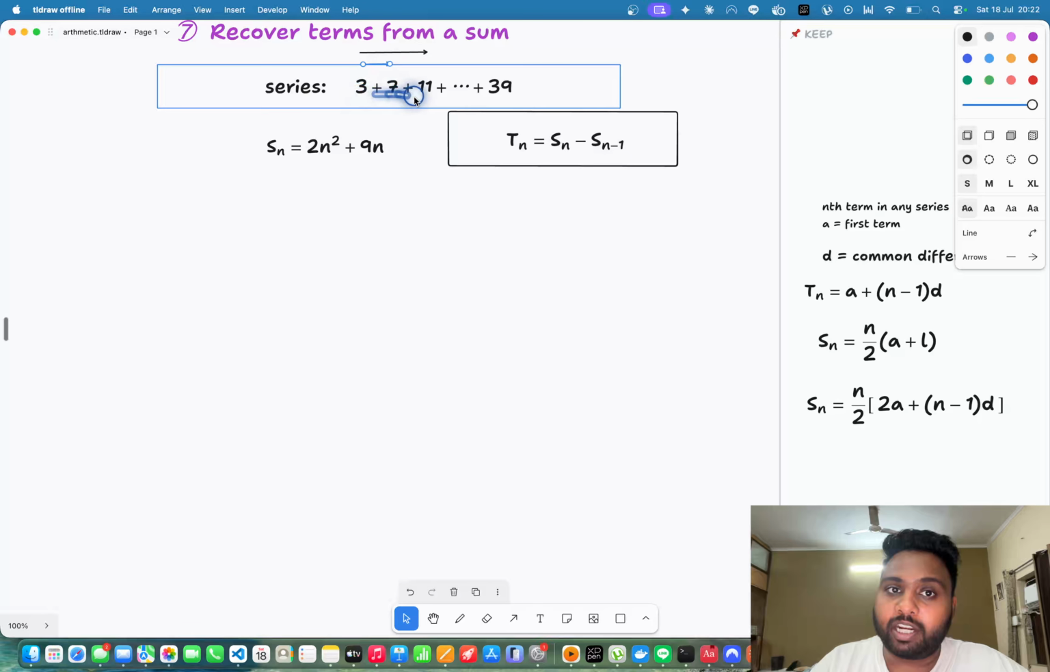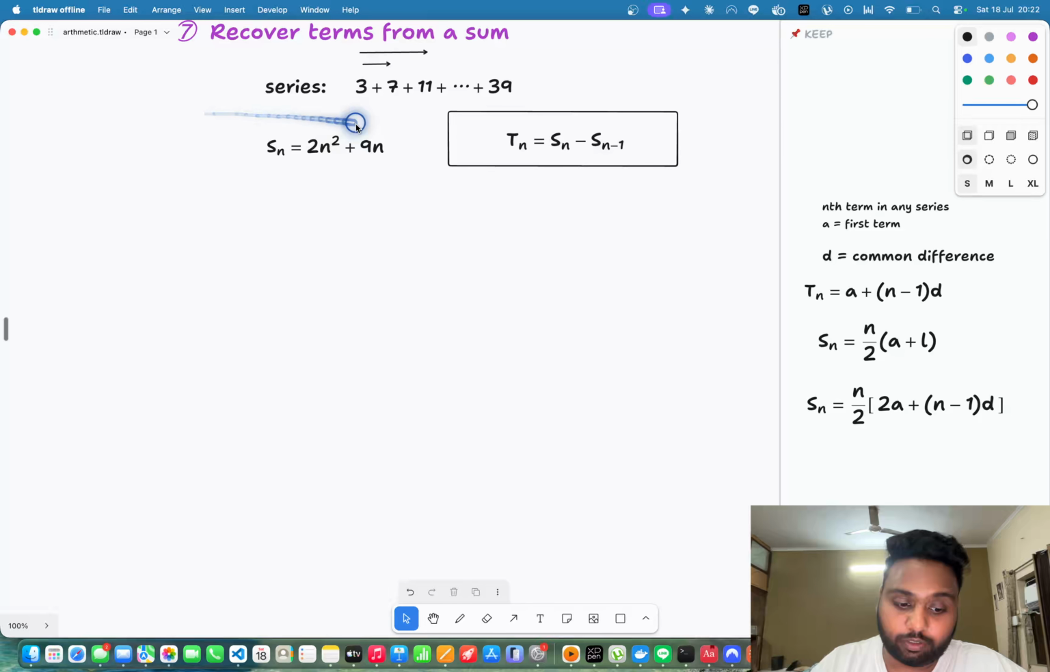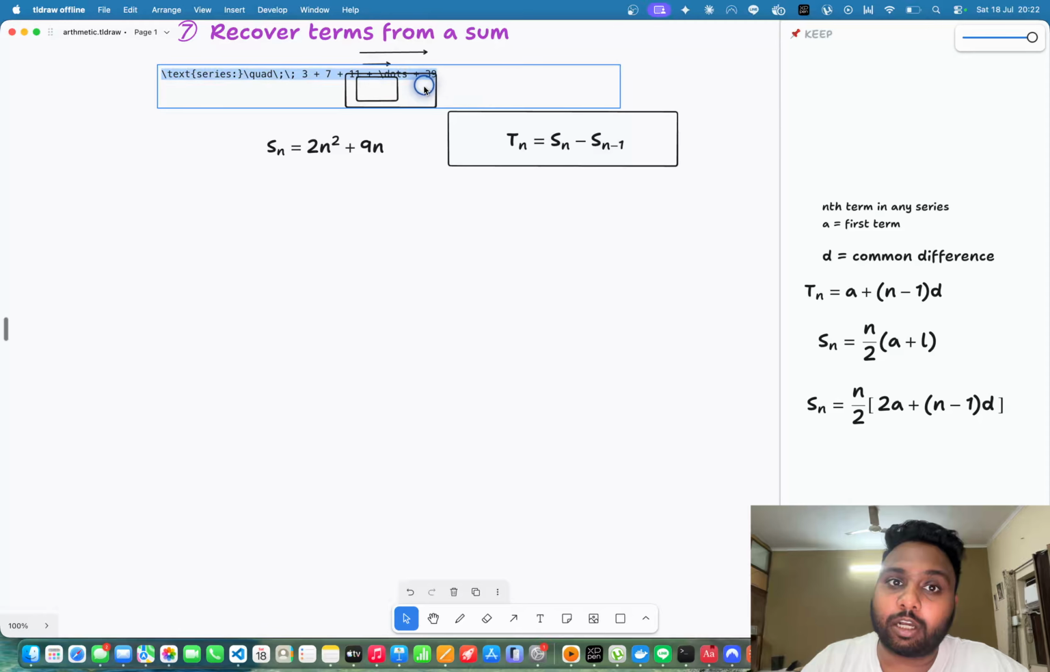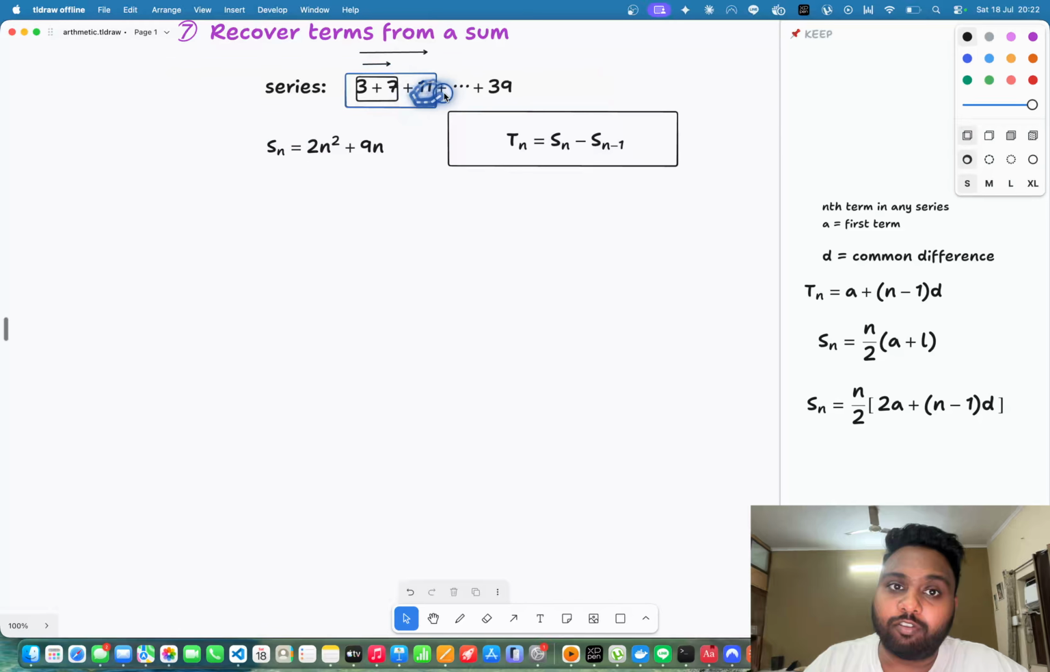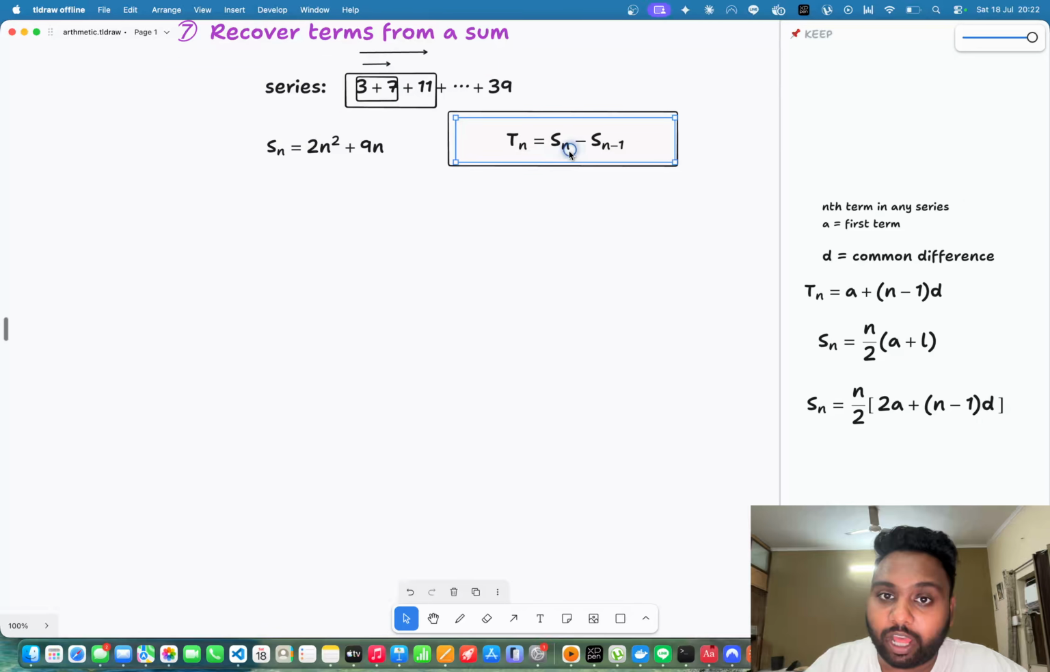So if I sum up 3 and 7, and if I sum up 3, 7 and 11, and then I subtract the sum of the first 2 terms from the sum of the first 3 terms, what will I get? I will get this term, right? I will get the third term which I want. I will get the term T3. So this is what I have written here in mathematical notation. T of n can be represented by S of n minus S of n minus 1.